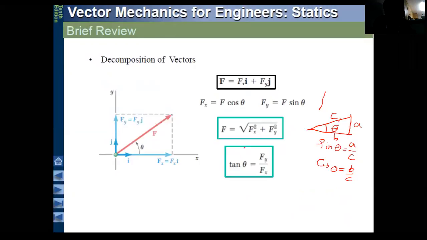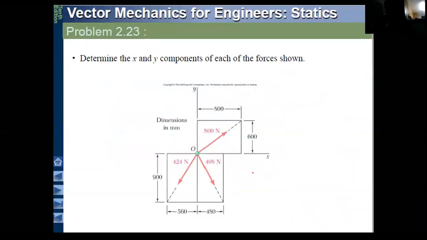And we know from the Pythagorean rule that F equals the square root of F of x squared plus F of y squared. And tangent of theta is the slope of the line that the vector lies on. This is also a useful equation.